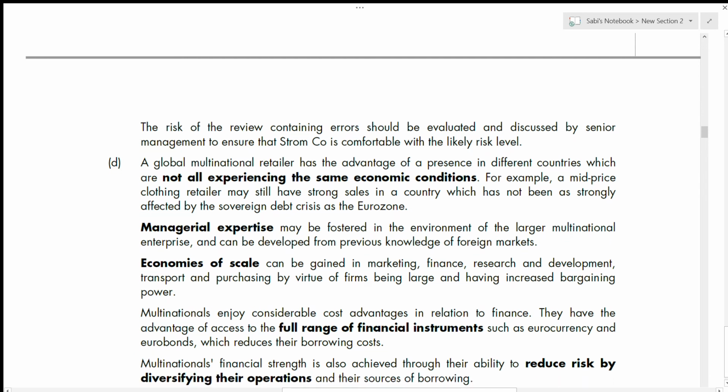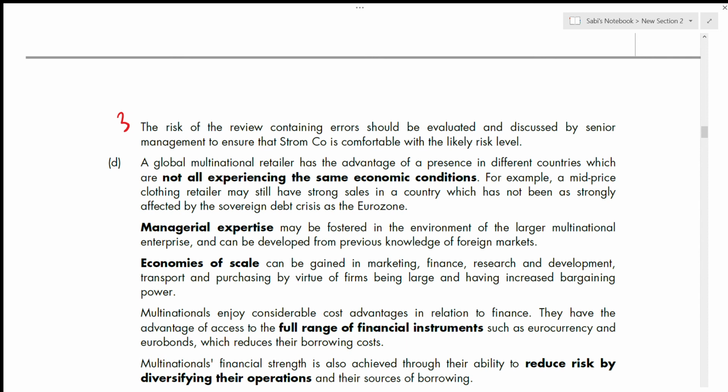And the risk of the review containing errors, this is the third risk they are talking about, is about how you can reduce the impact. So the risk of the review containing errors should be evaluated and discussed by senior management to ensure that Strom company is comfortable with the likely risk level. Now let's go to the third one.